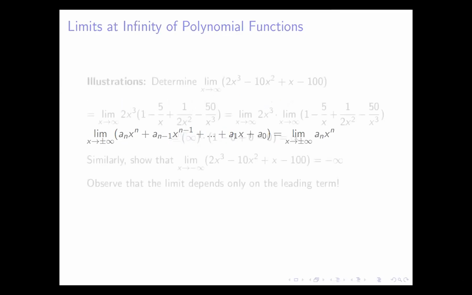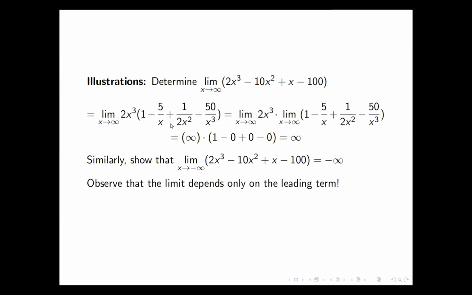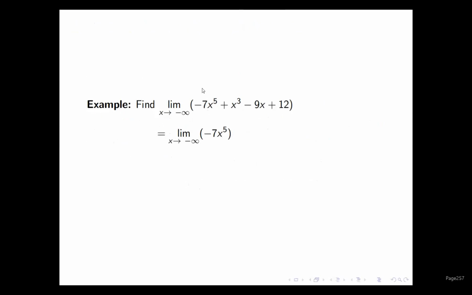Instead of having to go through these steps where you take out the leading term anyway, we will just use the leading term. So limit as x approaches negative infinity of negative 7x to the 5 plus x cubed minus 9x plus 12. And according to the theorem, that has the same limit as the leading term. So it's equal to the limit of negative 7x to the 5. Now, the value of this limit is infinite.